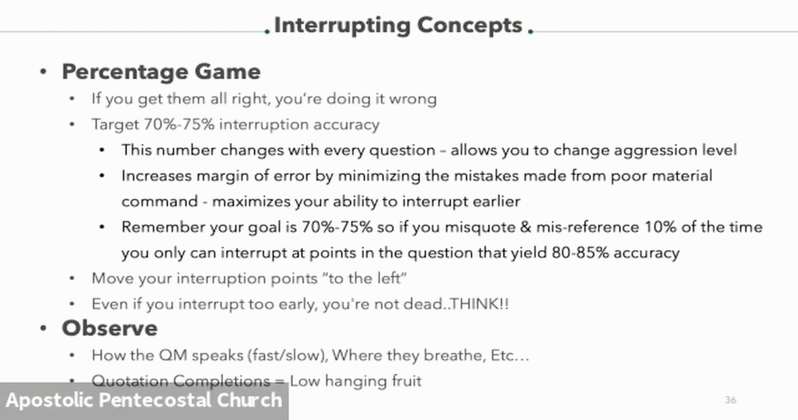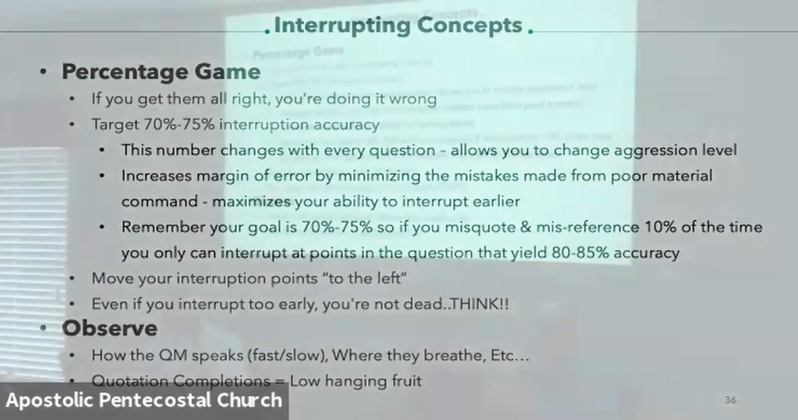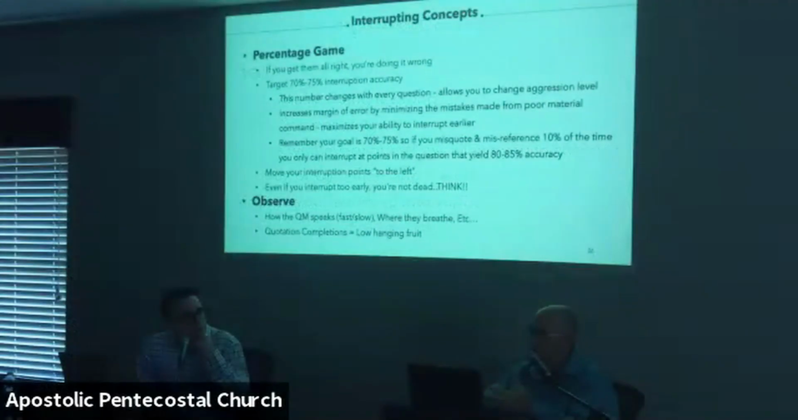So understand that. People have that same reaction when you say, if you're getting every interrupted question correct, you're not doing it right, because you could be interrupting sooner. You could be getting to more questions that you're not getting to. You're not going for 100% accuracy, you're going for 70 to 75% accuracy. The interesting thing is that this number can change within the scope of a quiz. If you get the first 5 questions, that number just changed.